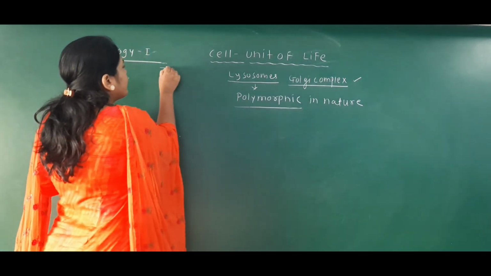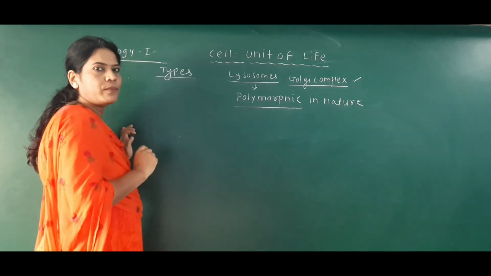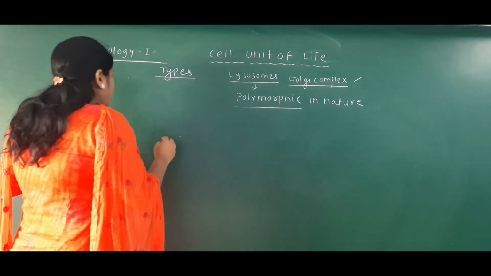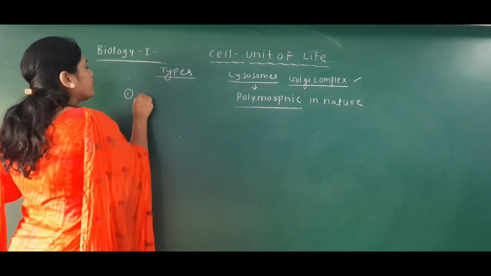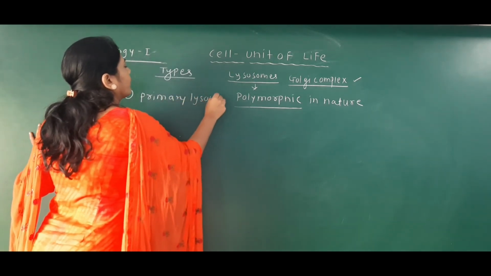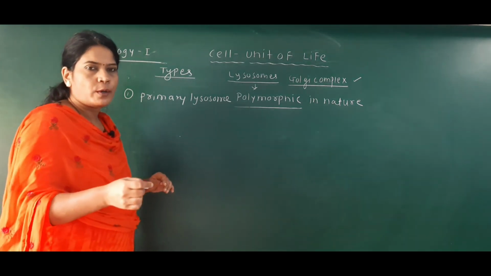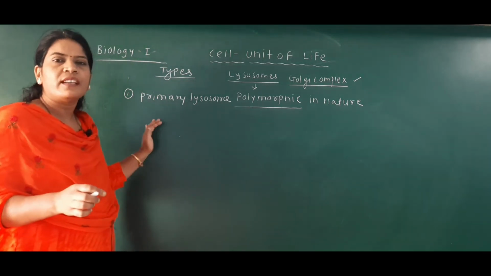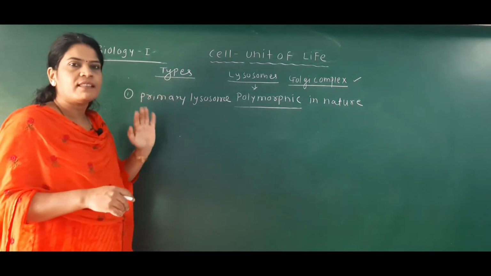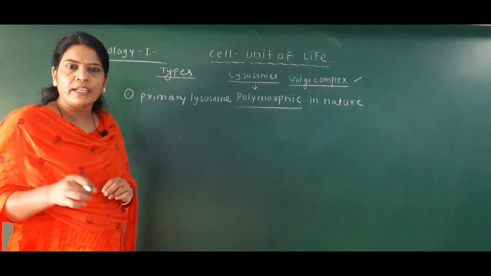So we'll see which are the types of lysosome. There are about 4 types of the lysosome, and those types are, first one, the primary lysosome. If anybody wants to note down this point, because it is not given in our notes, this is the extra point that we are discussing here, the types of lysosome. If you want, you can note it in your notebook.